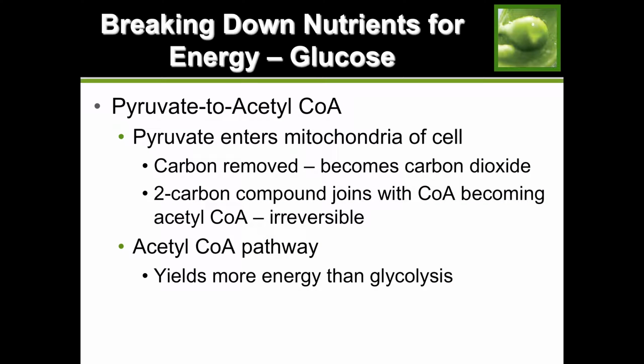Now, this is the main pathway, pyruvate to acetyl-CoA. Pyruvate enters the mitochondria of the cell. A carbon is removed and it becomes carbon dioxide. So this 2-carbon compound actually joins with CoA, becoming acetyl-CoA. Once this happens, it's irreversible. Now, the acetyl-CoA pathway yields more energy than glycolysis.